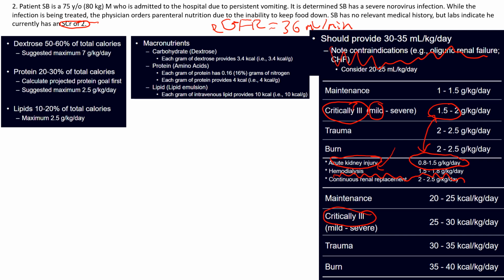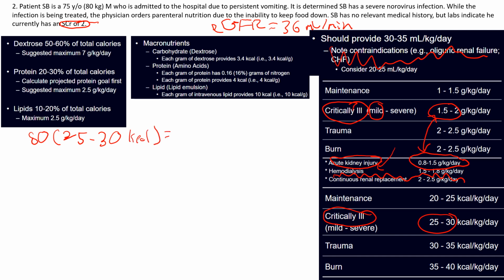So when building a bag from scratch, what do we need to think about? The first thing I like thinking about, whereas in the previous problem I liked thinking about fluids, is calories. I like budgeting calories, which in the case of a critically ill patient is 25 to 30 a day. So we have 80 kilograms times 25 to 30 kcal per kilogram.